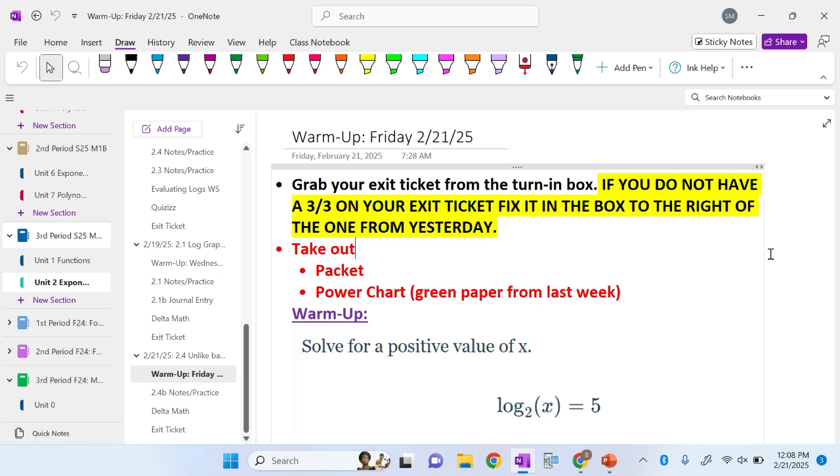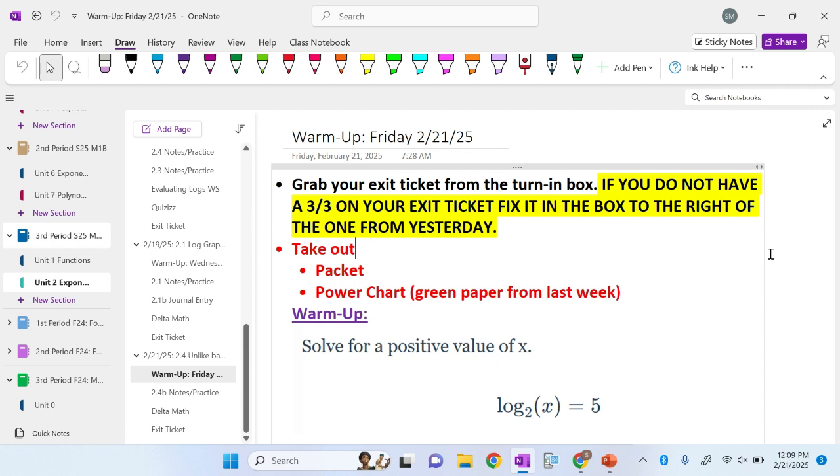The way we say it is, what is the power of 2, or base 2, if you want to say it that way, that equals 8? So what do we raise it to get 8? 3. 2 cubed is equal to 8, so that means log base 2 of 8 is 3.